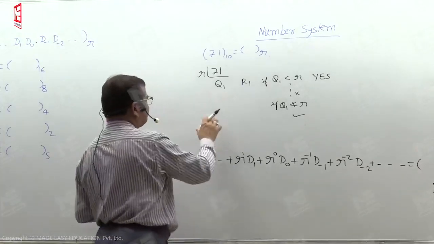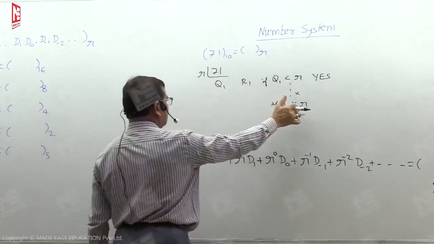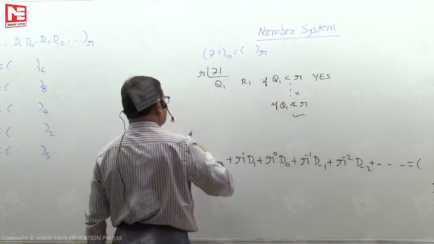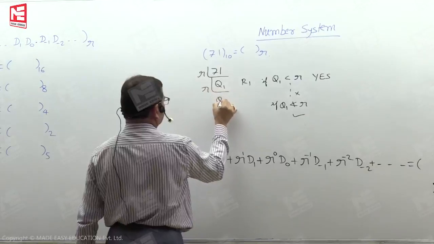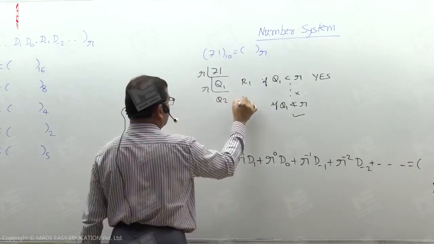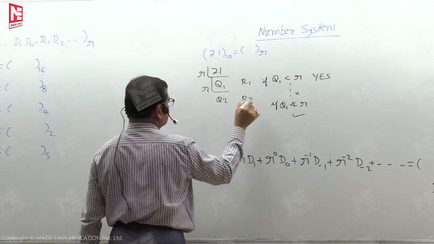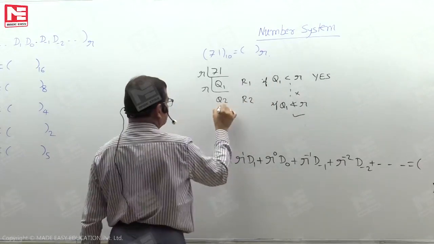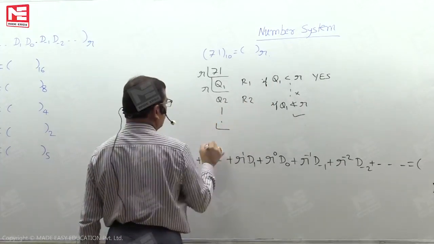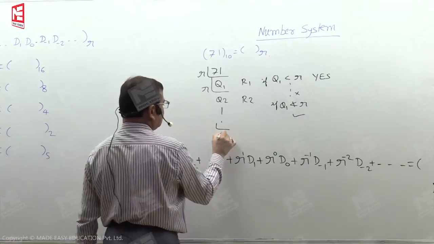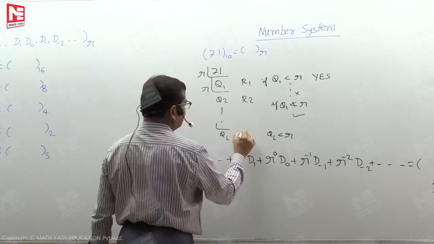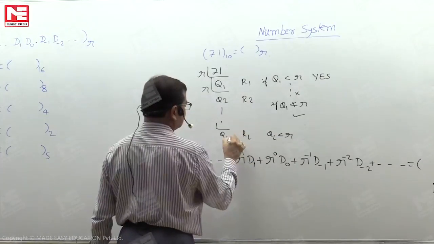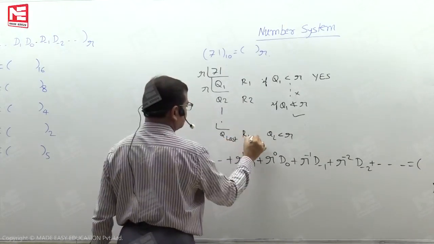Suppose the coefficient is not less than the radix, then we are looking at further division. Second division: coefficient Q2, radix R2. Until this condition is true, we go on dividing. Consider that QL is less than the radix, and this is the last coefficient, and the last remainder.